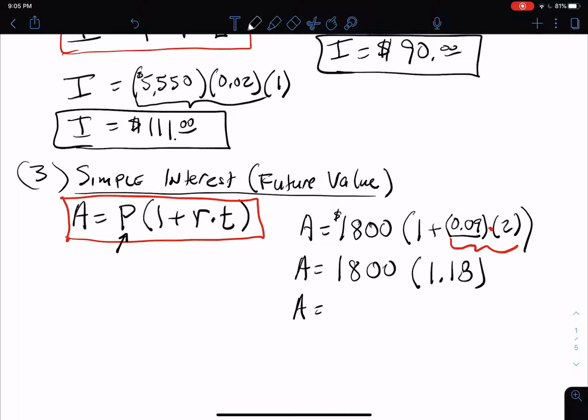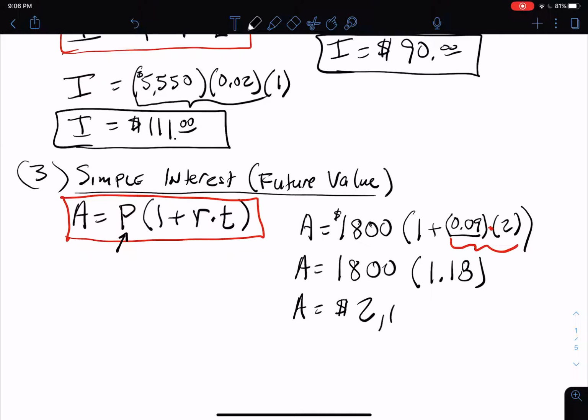And that gives us this total future value, or the total accumulation of $1,800, starting with $1,800, making 9% as simple interest for 2 years, you're going to have $2,124 and 0 cents. Okay, that's simple interest.